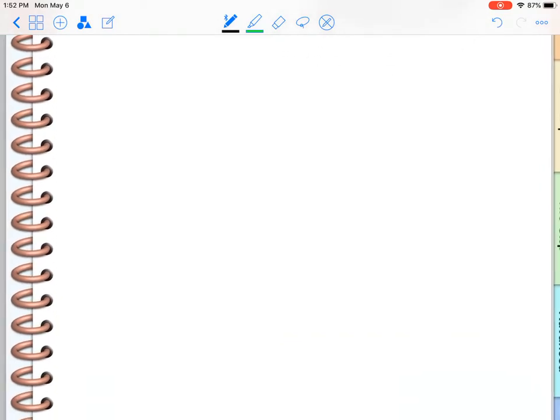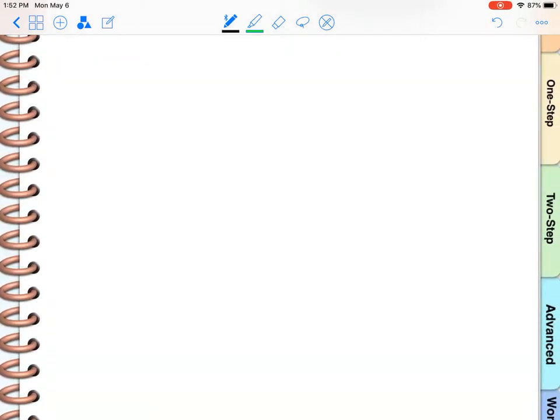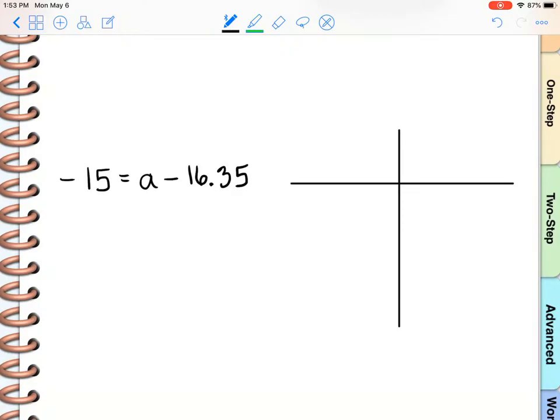Okay. One more. This one is negative 15 equals A minus 16 35/100. So let's draw a solving frame and put the problem on there. I'm getting ahead of myself. I'm wanting to change colors and it isn't time yet.